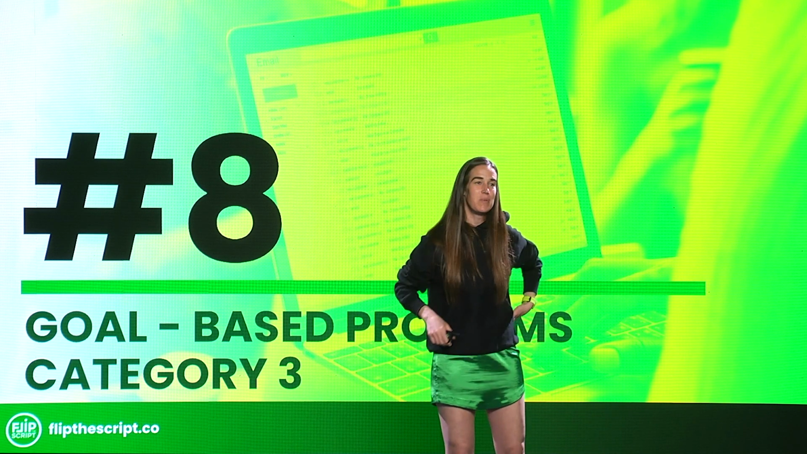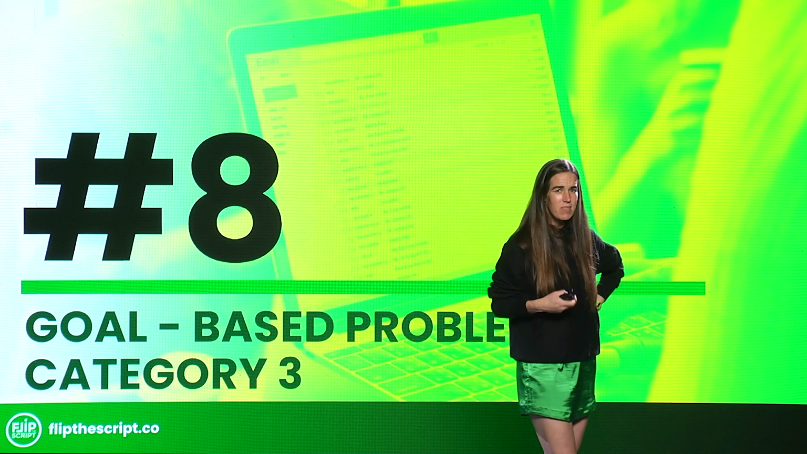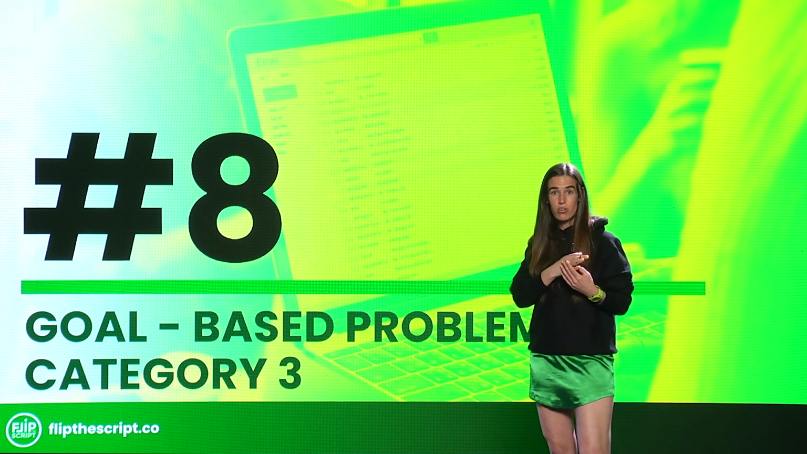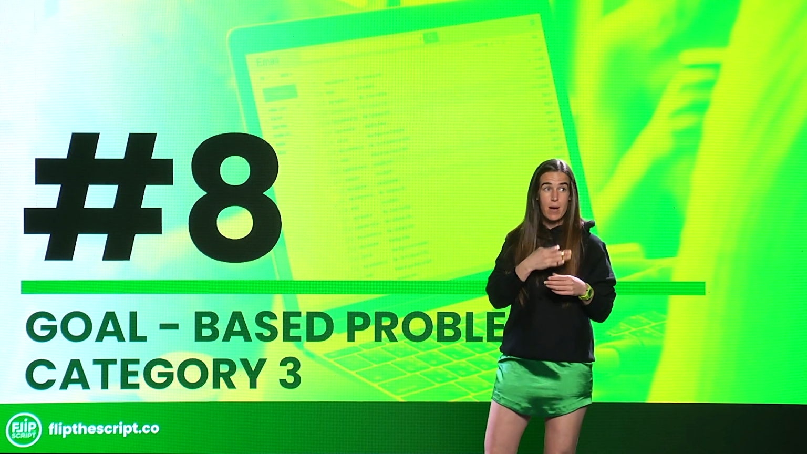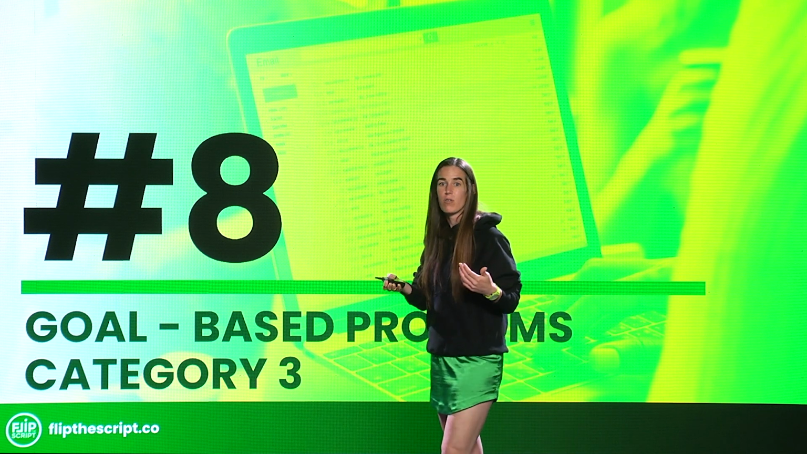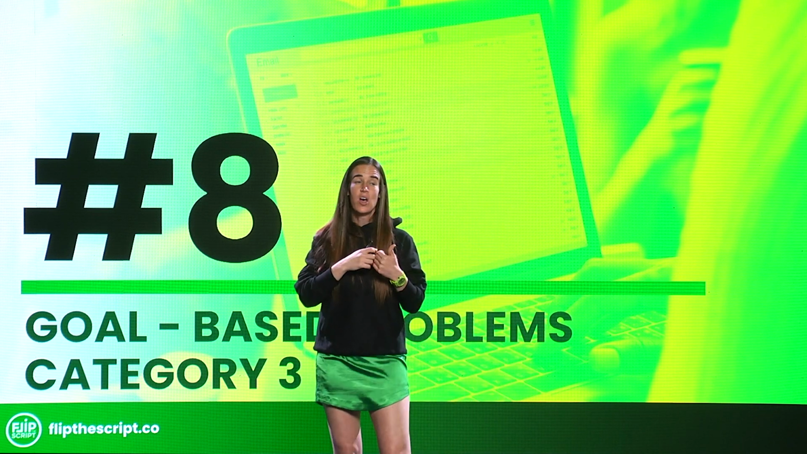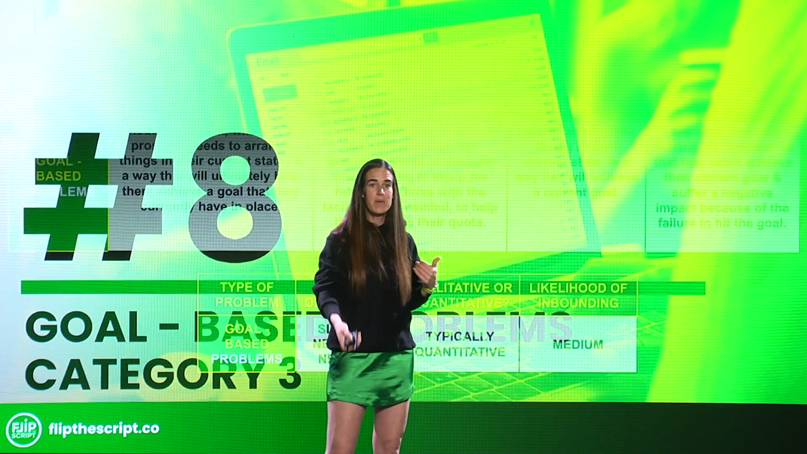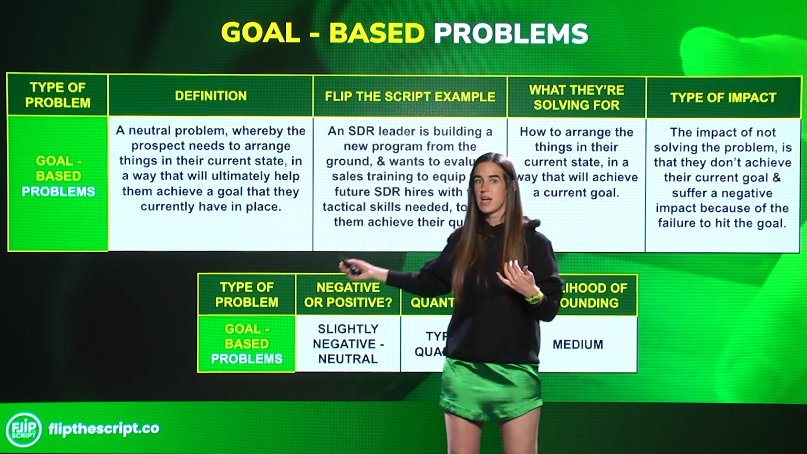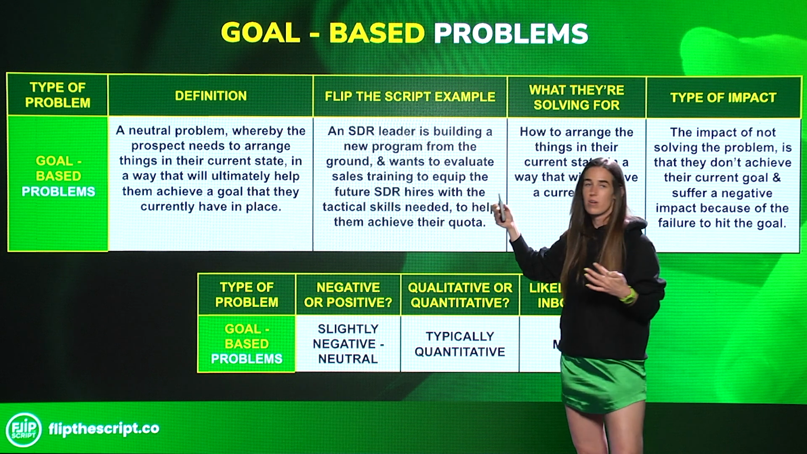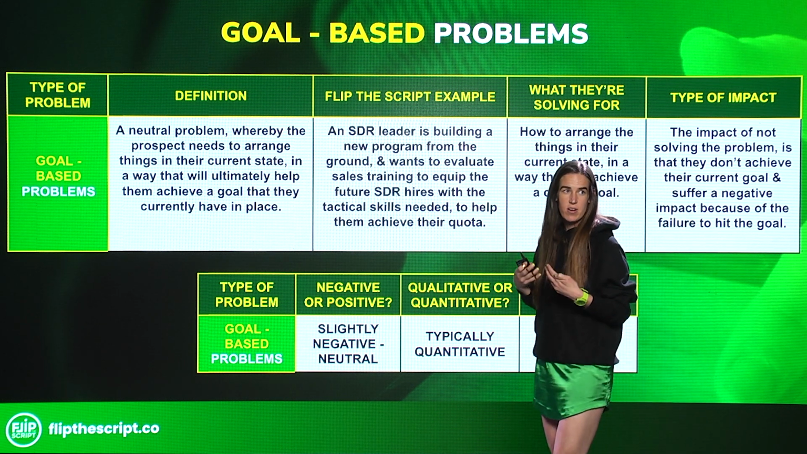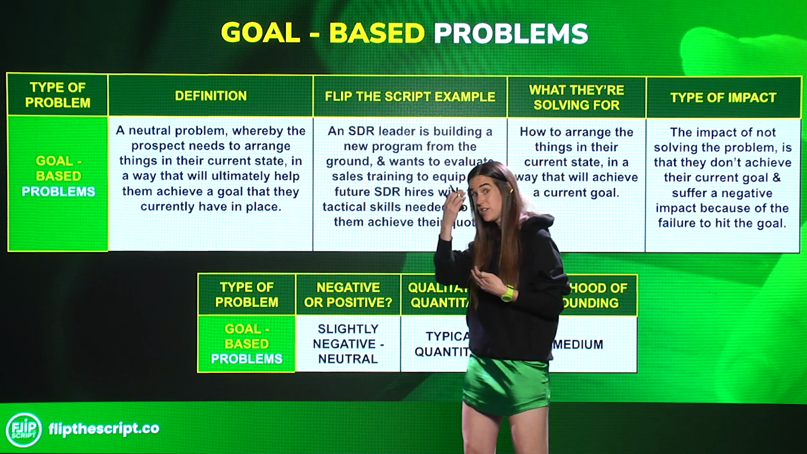Number 8 is going to be a goal-based problem. And goal-based problem is going to be category 3, which is a neutral current problem. So this is something you are solving for. You are solving for why, arranging things in your current state to achieve something. And a goal-based problem is essentially there's some type of goal, either that's a metric or something in their current state that they need to achieve in their current state to achieve that metric.